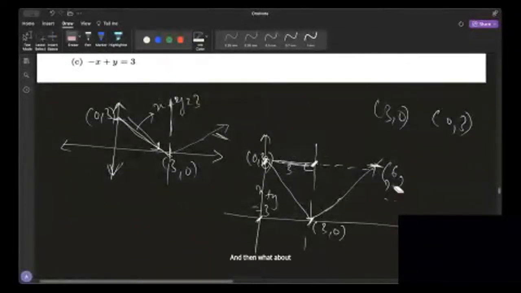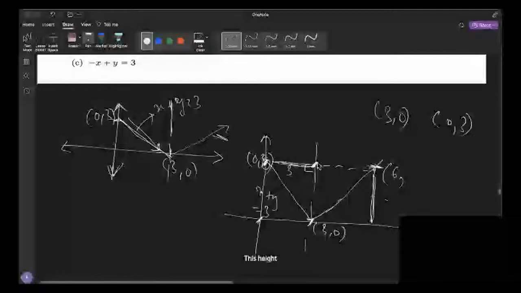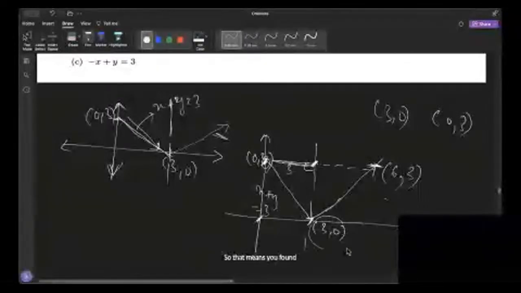And then what about the other coordinates? It's the y coordinate, which is the height. Right. And this height is the same as this height, and it's the same as this height. So it should be 3. So this is your point. That means you already have one point on this line, which is a reflection of this line.